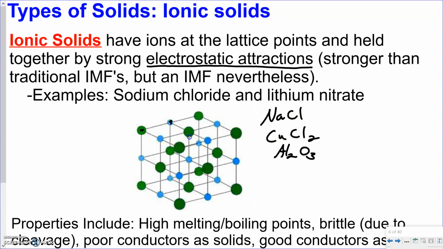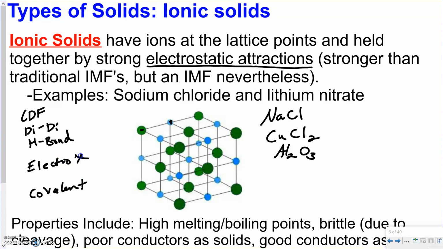Okay, and again, these are being held together by our electrostatic attraction, so these guys are even stronger. So again, I'm just going to keep putting this over here until we get the basic gist of it. We have our LDFs, our dipole-dipole, our hydrogen bonds, etc. And then we have our electrostatic and our covalent. So notice that our electrostatic falls in the middle of our generic IMFs and then our covalent.